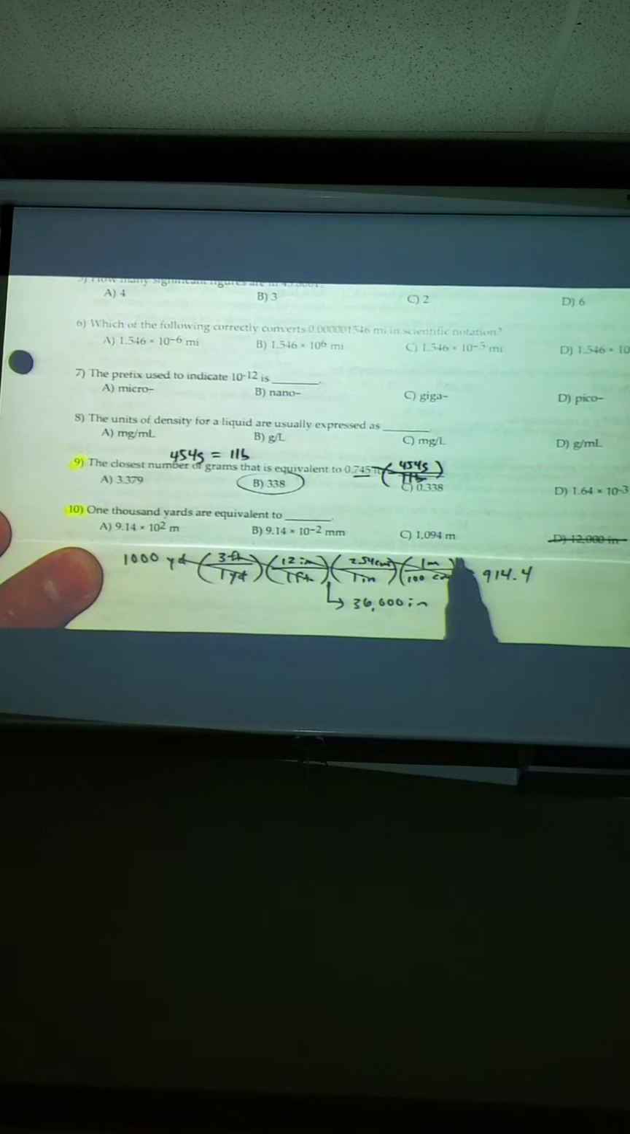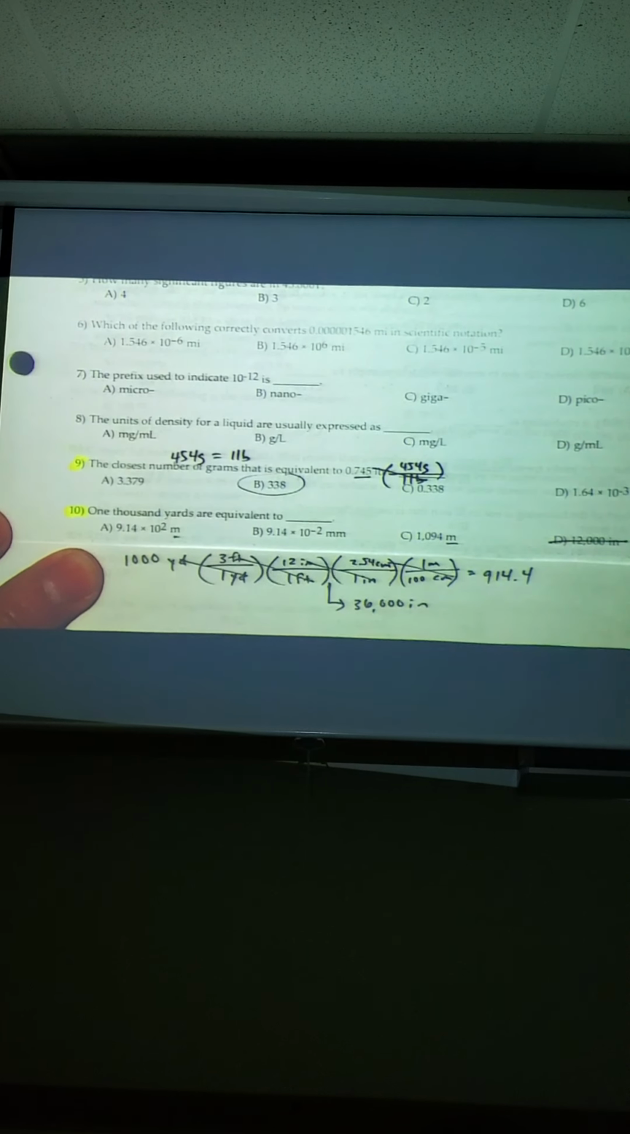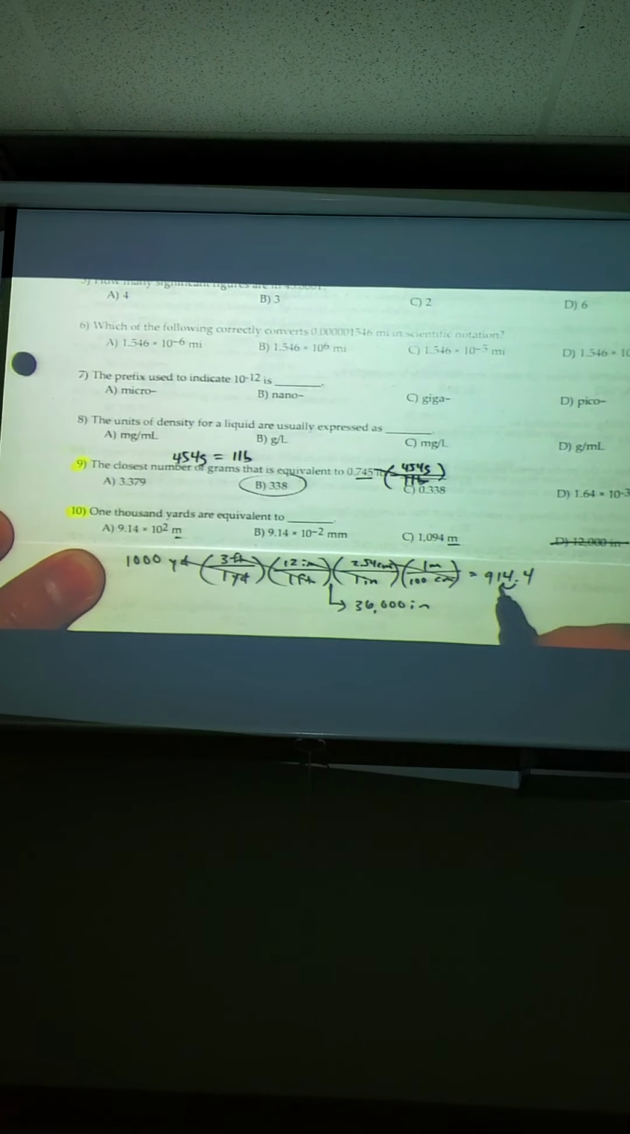So this is meters. So we have one that's meters here and meters here. If we put this into scientific notation, we take it back 2 spaces. That's 9.14 times 10 to the power of positive 2 meters. And that's going to match. So we don't even have to check the other ones because we know they're already wrong.